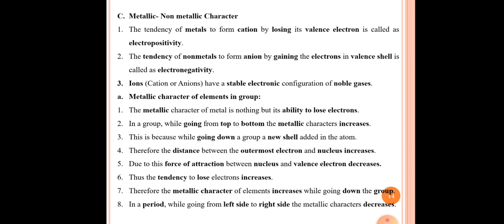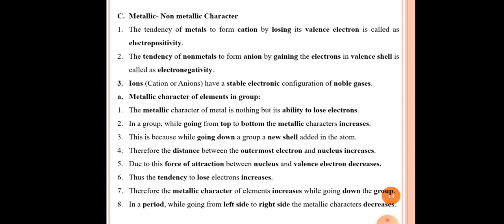In the next slide, we are going to start our next property, that is metallic and non-metallic character. The first point is that the tendency of metals to form cations by losing their valence electrons is called electropositivity. Here the definition of electropositivity is given. The second point is that the tendency of non-metals to form anions by gaining electrons in the valence shell is called electronegativity.